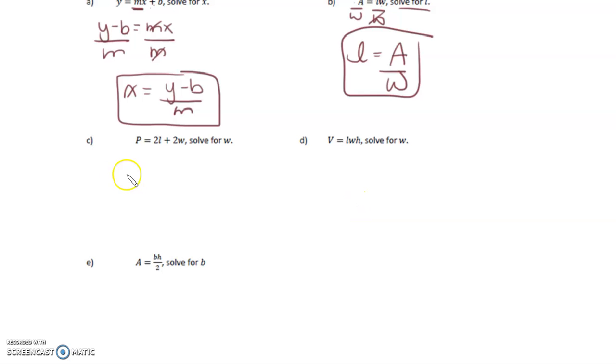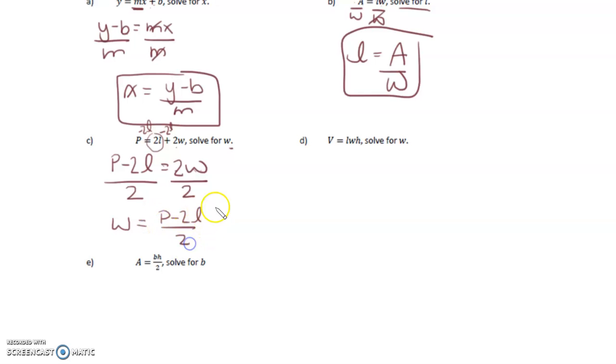Okay, C, P equals 2L plus 2W. So we're going to solve for W. So leave the 2W on this side. We have a 2L. We're going to subtract 2L. Okay, so I get P minus 2L equals 2W. Now, I have to get the 2 off the W to get the W alone. Okay, so divide both sides by 2, and we get W equals P minus 2L over 2.